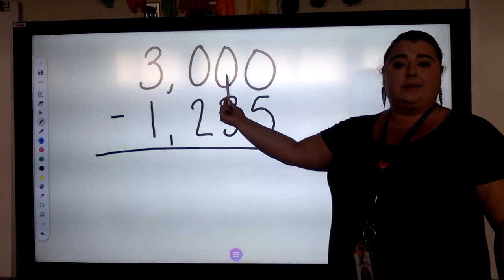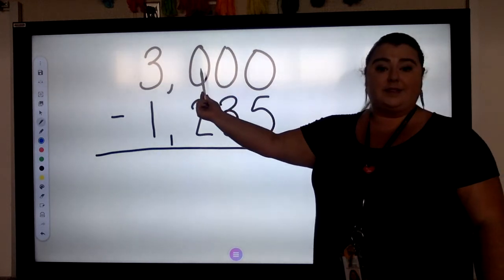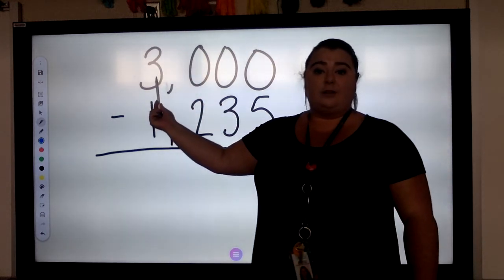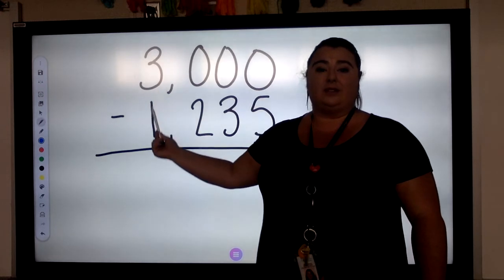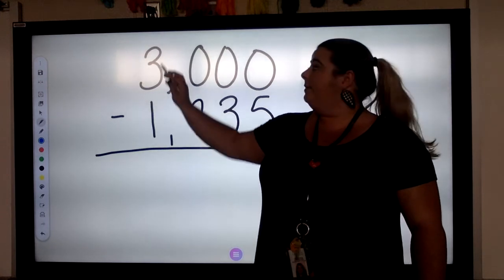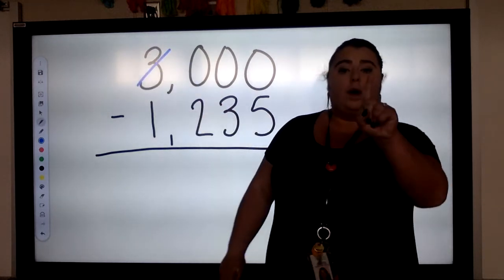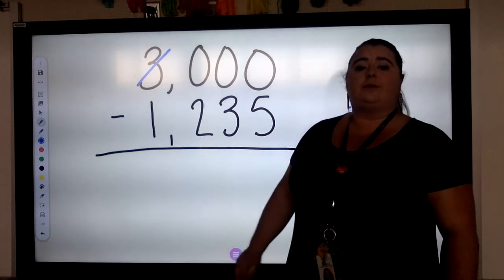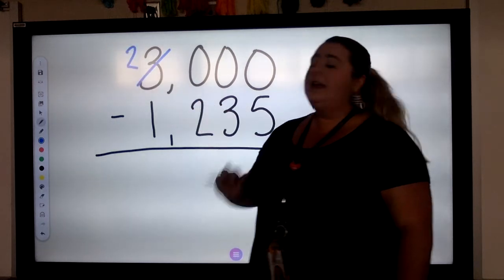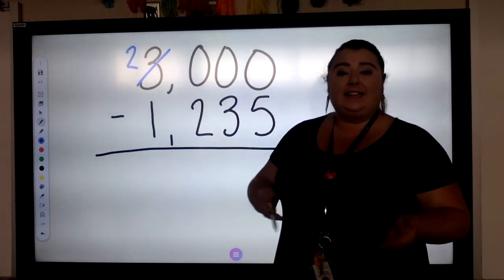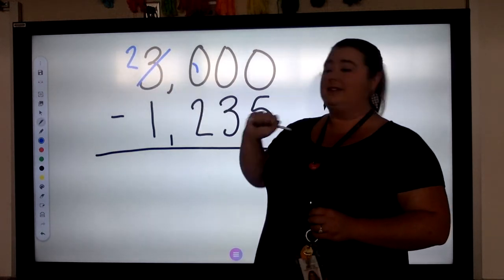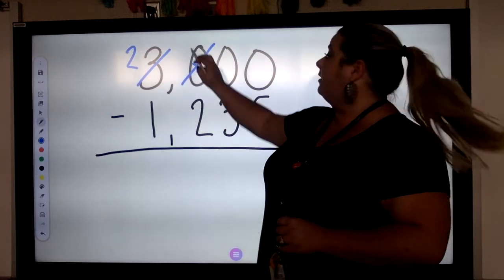Can I borrow from this neighbor? No. Can I borrow from this neighbor? No. Does this neighbor have something of value? Its value is worth 3,000 because it's a 3 and it's in the thousands place. So it has something that I can borrow. I'm going to take away 1 from this 3. When I take away 1 from 3, how much am I left with? I'm left with 2. Now notice, when I borrow, I have to give that back somewhere else. So when I borrowed that 1 from the 3, I'm going to give it to this 0. So this 0 is now going to be worth 10.